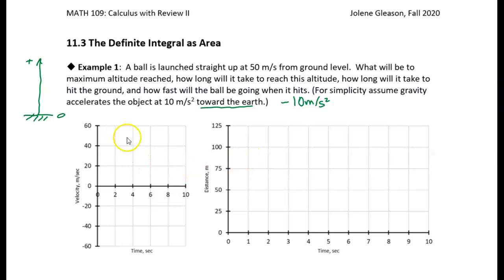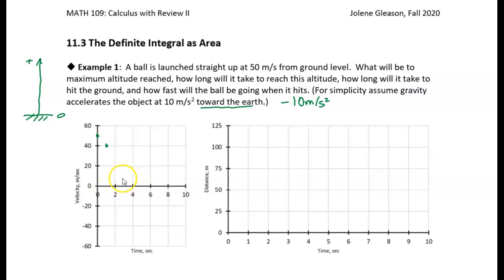All right, so all that's telling us is that, if we're starting out here at 50, then after 1 second, we're going to subtract 10 meters per second from its velocity, right? Its velocity is changing by 10 meters per second every second in the negative direction because it's being pulled down toward the Earth. And that makes sense.